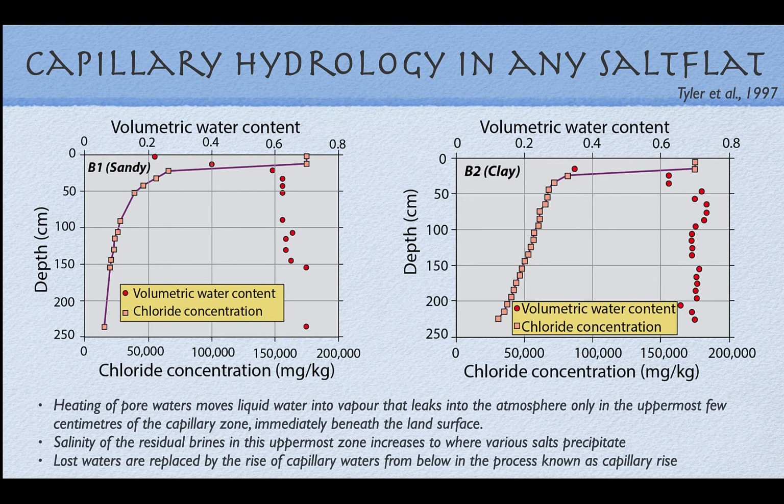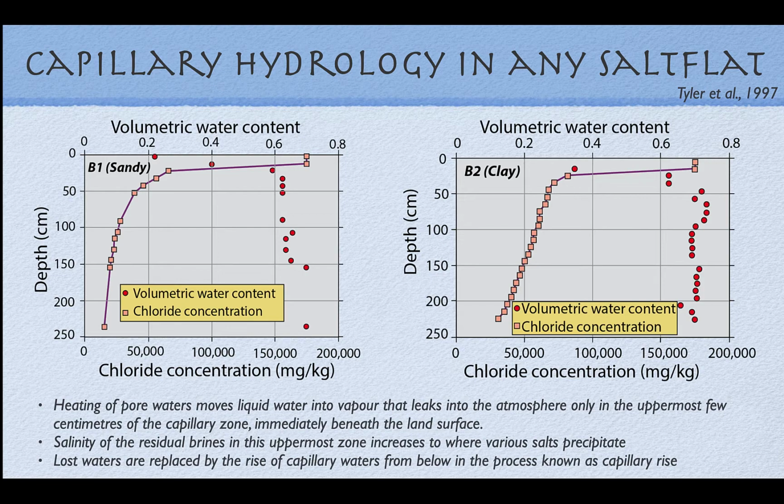And so this is the process of capillary evaporation, with maximum water loss occurring in the uppermost few centimetres below the surface. So it's the heating of the pore waters that's moving the liquid into vapour, which is then leaking into the atmosphere in the uppermost part of this system, and then that water that's being lost by evaporation is being replaced in that uppermost portion by a capillary rise from the water table up into that uppermost zone. So that's the process of capillary rise in action, and it's visible in these moisture content and chlorine concentration profiles in the mudflats and the sandflats of Owens Lake.